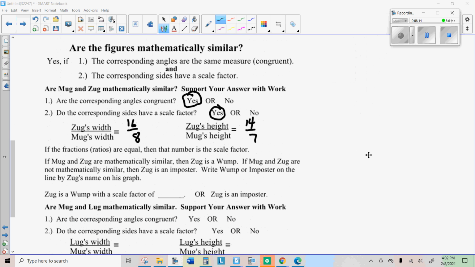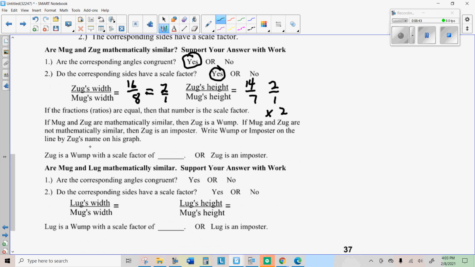All right, you should have said yes to that. The corresponding sides have a scale factor. It's 2 to 1. If the fractions are equal, then the number is a scale factor. This equals 2, or 2 over 1, and so does this. And that's a scale factor. Some people like to say times 2. So Zug is 2 times Mug's width and 2 times Mug's height. So if they are mathematically similar, then Zug is a WUMP. Zug is a WUMP with a scale factor of 2, or Zug is an imposter.